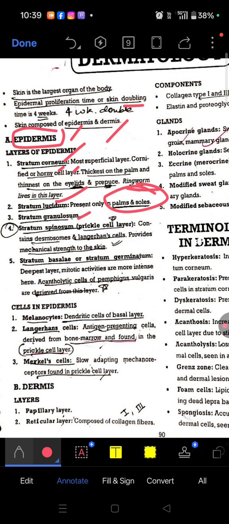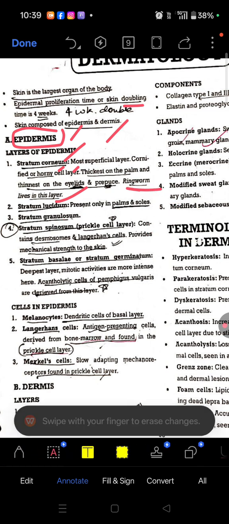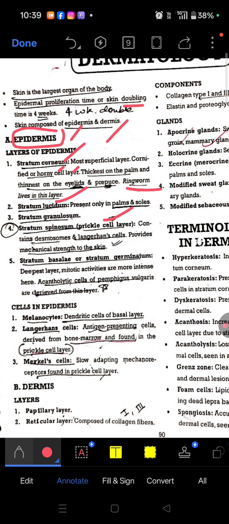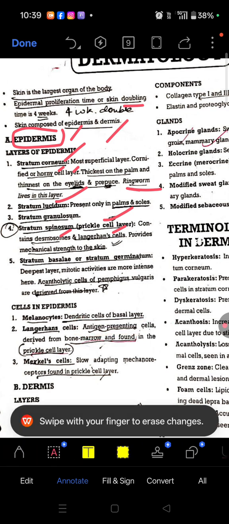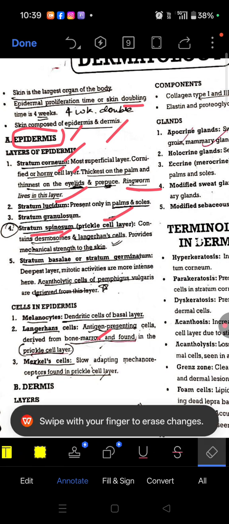Next, stratum granulosum. Number 4 is stratum spinosum. Stratum spinosum is very important, the 4th layer is very important. Stratum spinosum is also known as prickle cell layer. It contains desmosomes and Langerhans cells. What are Langerhans cells? They are antigen presenting cells which are derived from bone marrow and they are found in the prickle cell layer or stratum spinosum. So this layer contains desmosome and Langerhans cells and it provides mechanical strength to the skin.